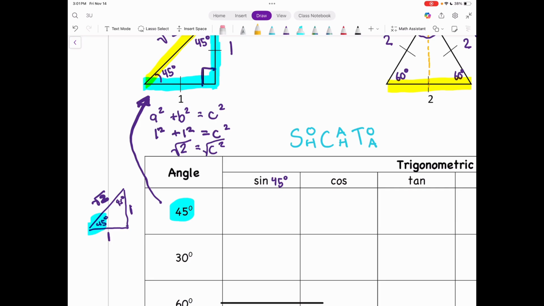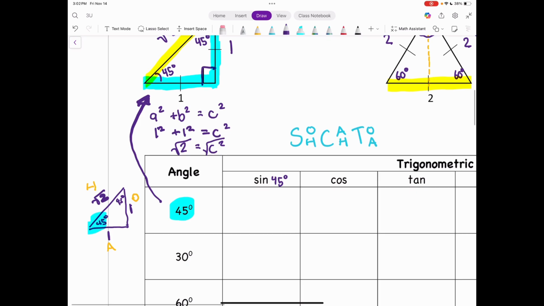Well, I know that sine is opposite over hypotenuse, so let's go ahead and label this. This is my opposite side. This is my hypotenuse side. This is my adjacent. So if I were to write opposite over hypotenuse of this special triangle, I would write 1, that's my opposite, over the square root of 2.